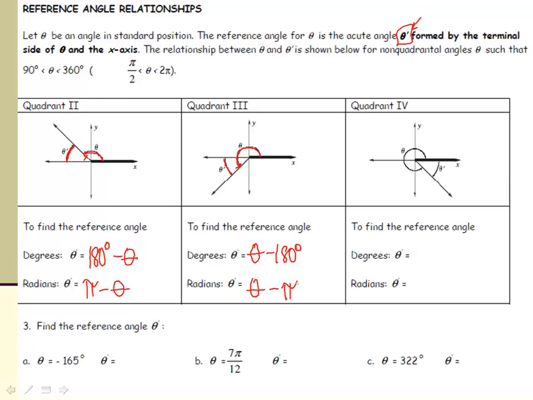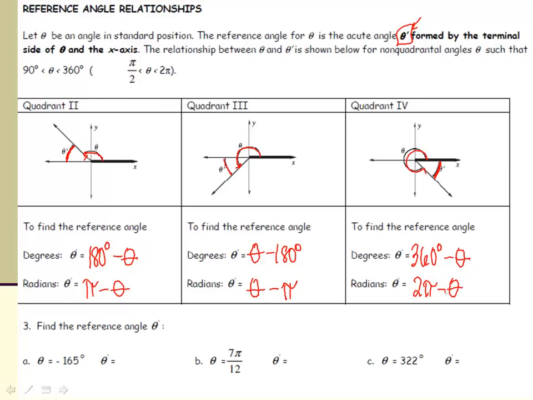For quadrant 4, our angle would start here and come all the way around. So the closest x-axis would be right here, and that would be our reference angle. To find the reference angle in the fourth quadrant, you're going to do 360 degrees minus theta, or in radians, 2 pi minus theta.